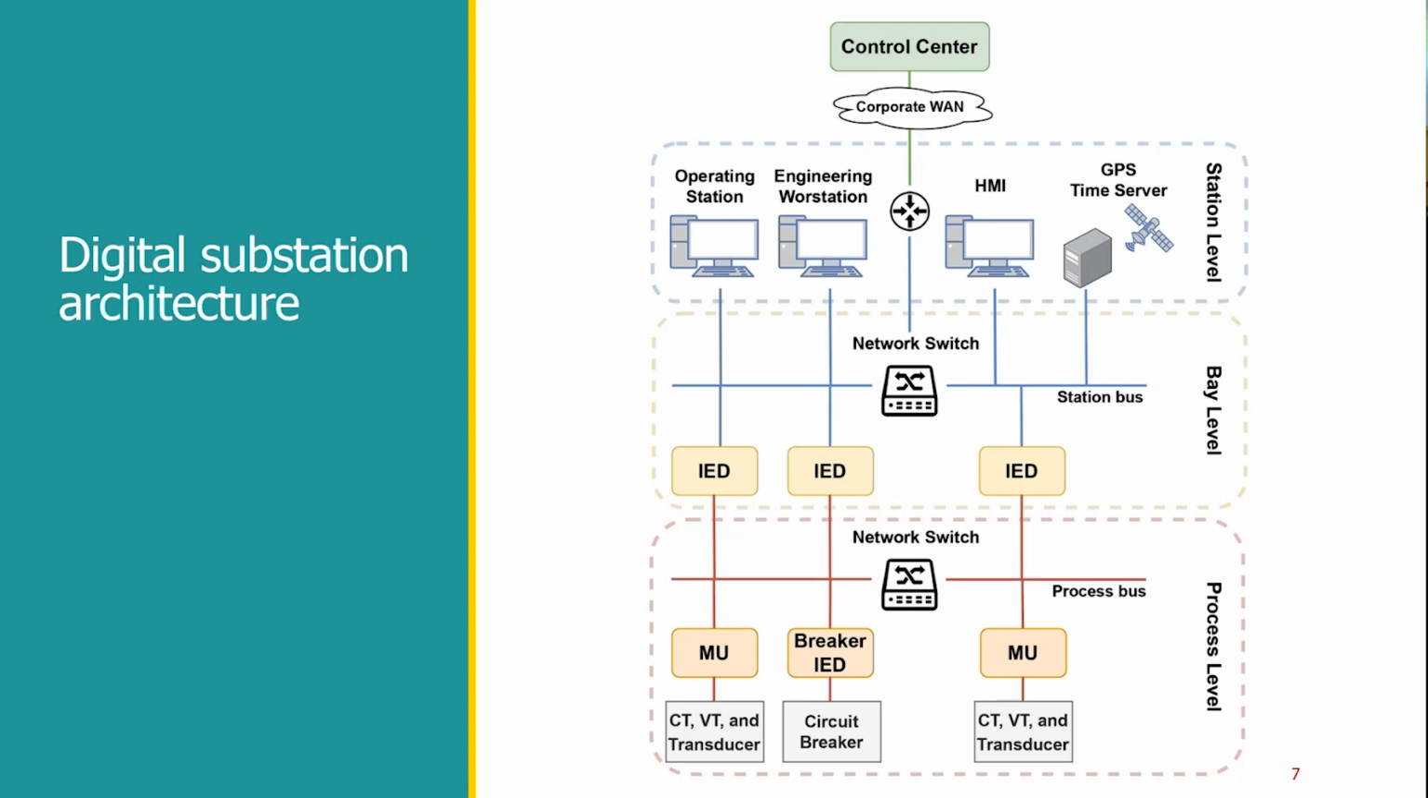Then we have the engineering workstation to configure the different devices. In the station level, we also have the human machine interface, which, as for the operating station, is used to monitor our digital substation, but in a less granular way, providing more high-level insights to the operator. And finally, we have the GPS time server, which is crucial in the station to synchronize the various measurements and the control.